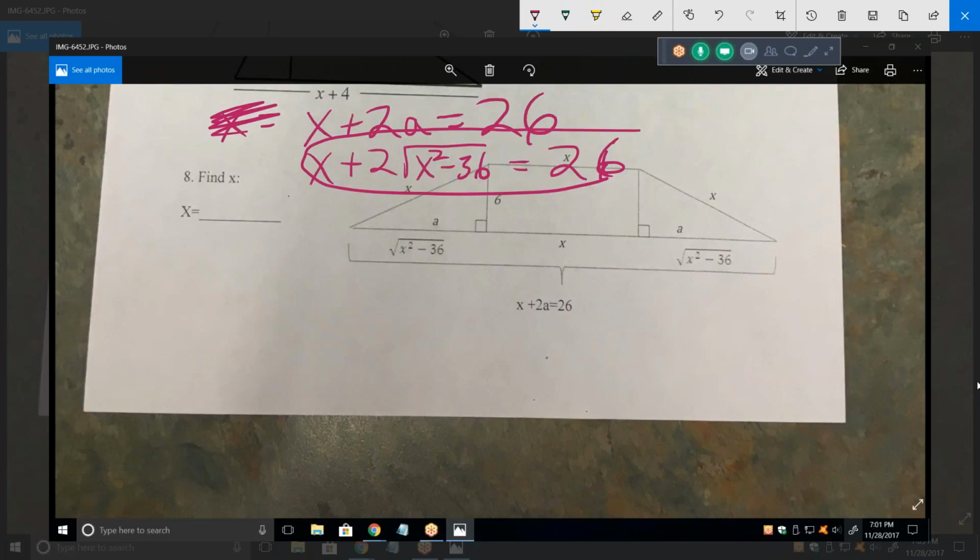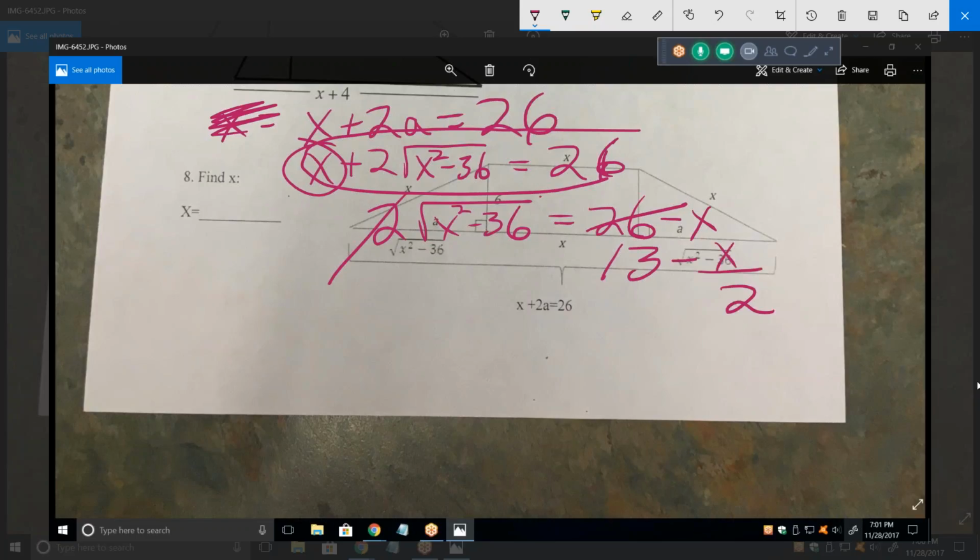So, how do I isolate the radical sign? What have I got to do with this x? Subtract it. In other words, I got to move it somewhere other than the left side of the equation. I want it to be on the right side of the equation. Now what? Divide everything by 2.